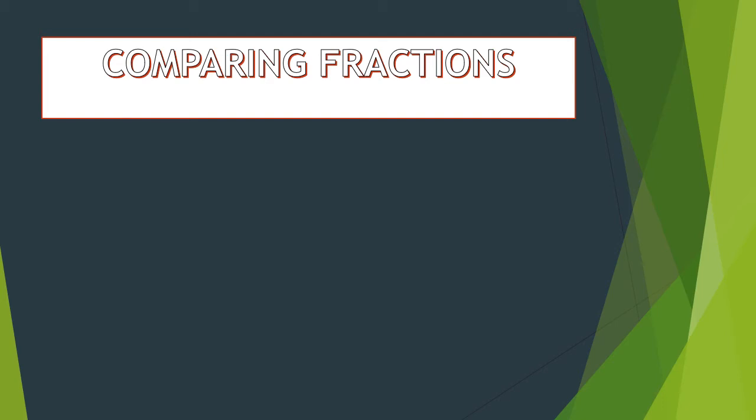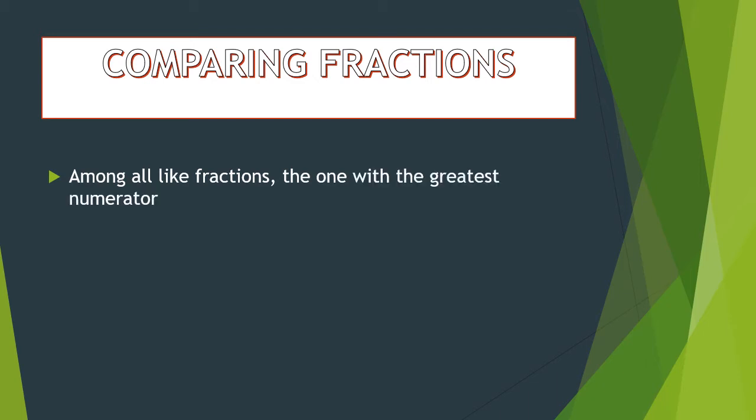Now the term comparing fractions. By the term itself, comparison, we understand that we have to tell whether the given fraction is greater or smaller. Among all like fractions, the one with the greatest numerator is the greatest. The first point which we need to keep in mind while doing the comparison between fractions is that among all the like fractions, the fraction with the greatest numerator is the greatest fraction.